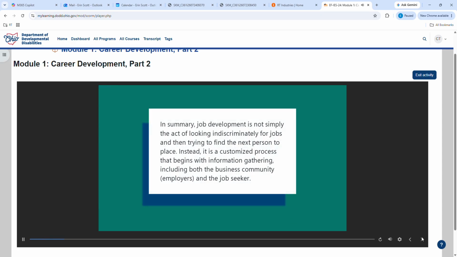In summary, job development is not simply the act of looking indiscriminately for jobs and then trying to find the next person to place. Instead, it is a customized process that begins with information gathering, including both the business community, or employers, and the job seeker.